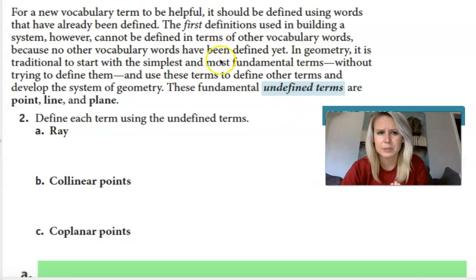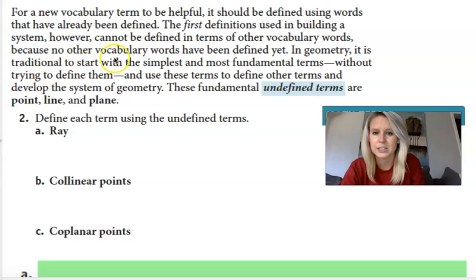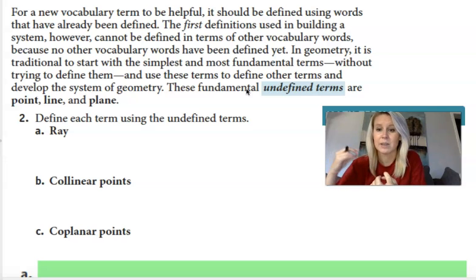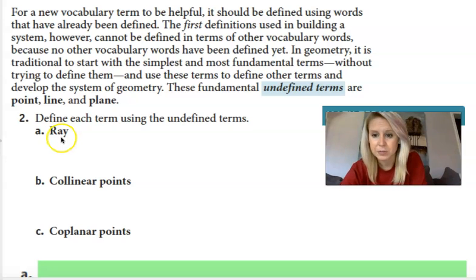Okay, so in geometry, it's tradition to start with the simplest and most fundamental terms without trying to define them, and use these terms to define other terms and develop a system of geometry. So the fundamental undefined terms in geometry are a point, a line, and a plane. So from those three undefined terms, we can create more definitions and more fancy fun things based on just those three things. So we've seen a ray before.